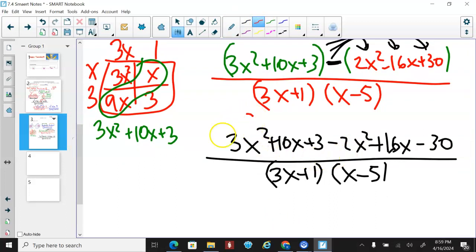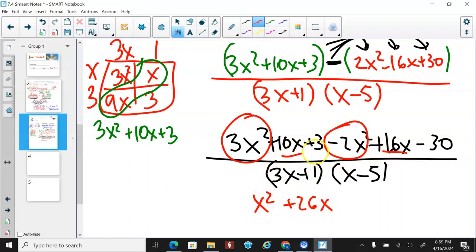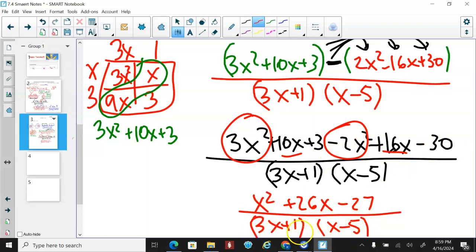Now you're going to combine like terms. 3x squared and negative 2x squared makes it an x squared. 10x and 16x makes it a 26x. And 3 and minus 30 makes it negative 27 over 3x plus 1 and x minus 5. Now again, you're going to take these and set them equal to 0. 3x plus 1 equals 0. X cannot equal negative 1 over 3. And x minus 5, x cannot equal 5.